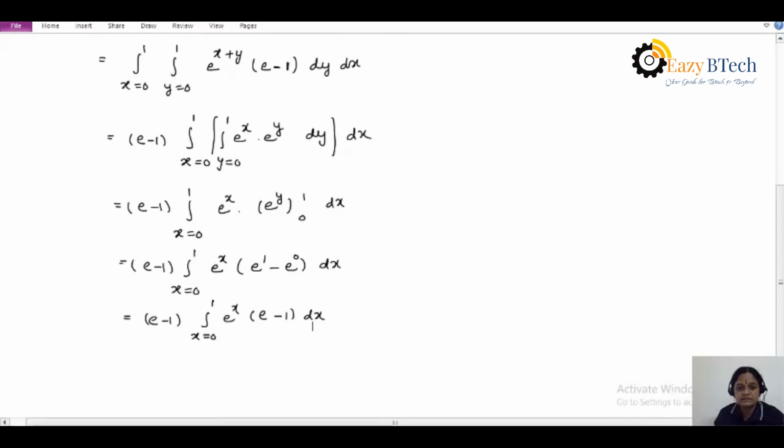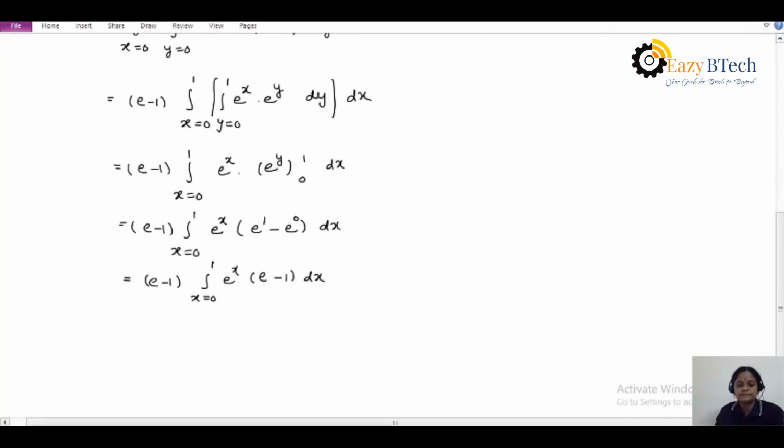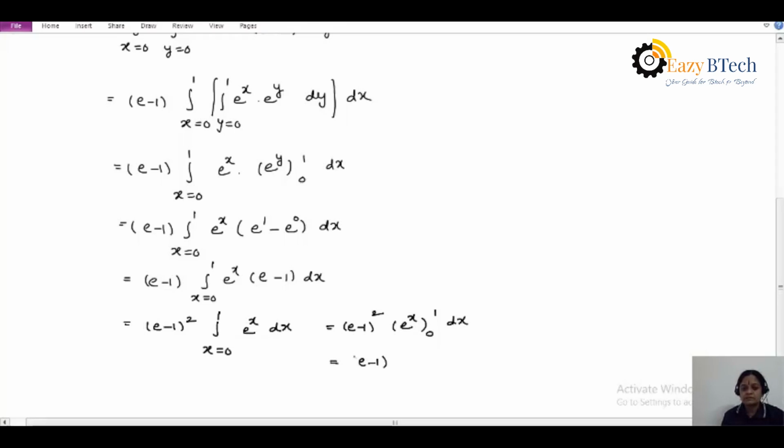The last integration is with respect to x here. Okay. Then e minus 1 and e minus 1 as e minus 1 whole square. Integral x is equal to 0 to 1 e power x dx. Yeah, e minus 1 whole square. Again e power x integration is e power x from 0 to 1. Then e minus 1 whole square times e power 1 minus e power 0. Then e minus 1 whole square, again e minus 1. Then the final answer is e minus 1 whole cube.